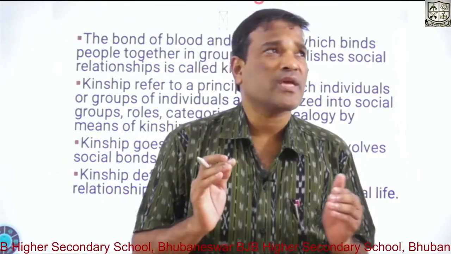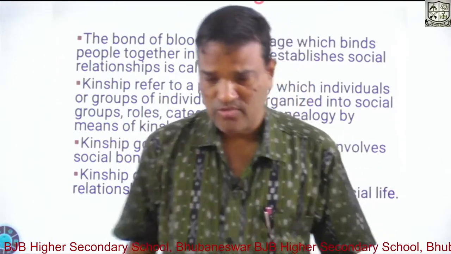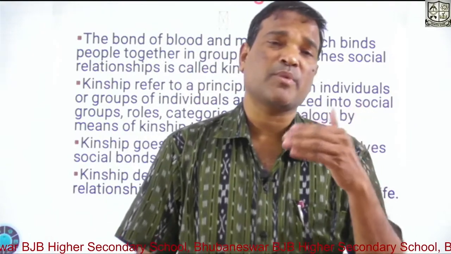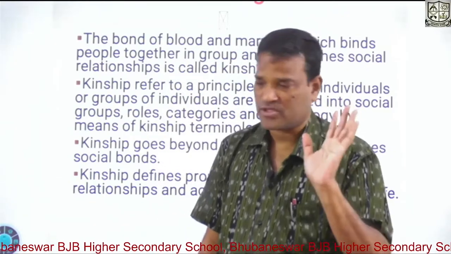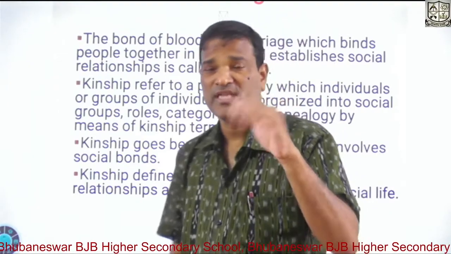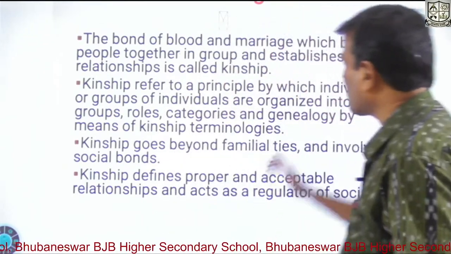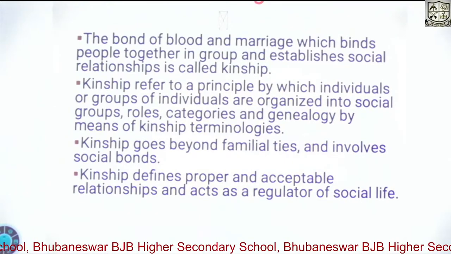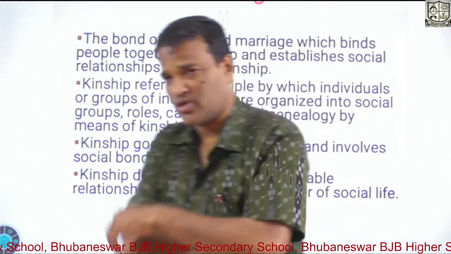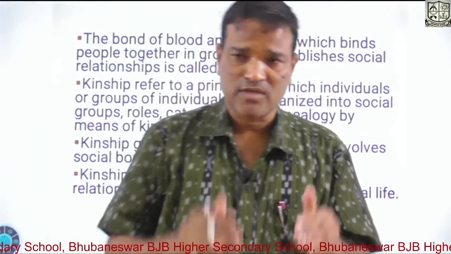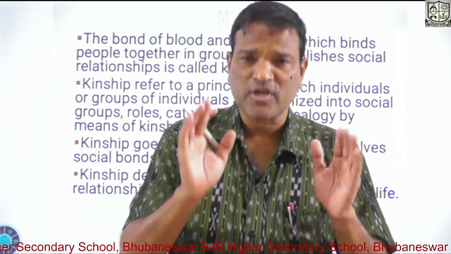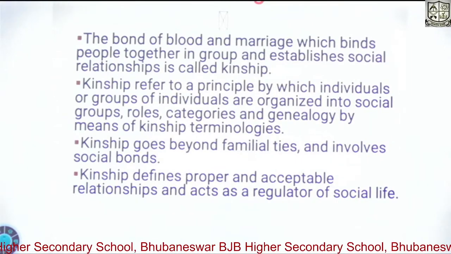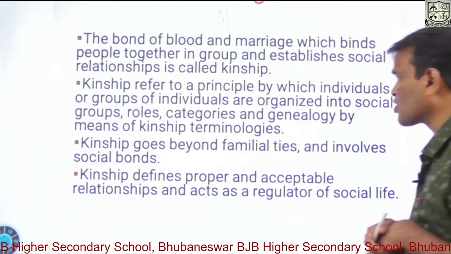So people are bound together by various kinds of bonds. That may develop from a marital relationship, or from the blood relationship, or familial relationship, or lineal relationship. The bond of blood and marriage which binds people together in a group and establishes social relationship is called kinship. Already we have discussed that, including the blood relatives as well as the marital relatives, those who are the product of the marriage institution, all are under the web of kinship.